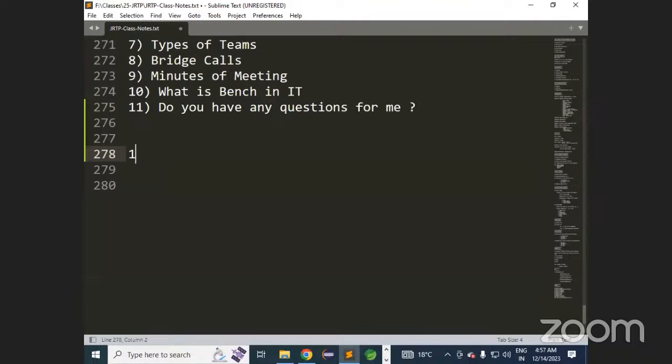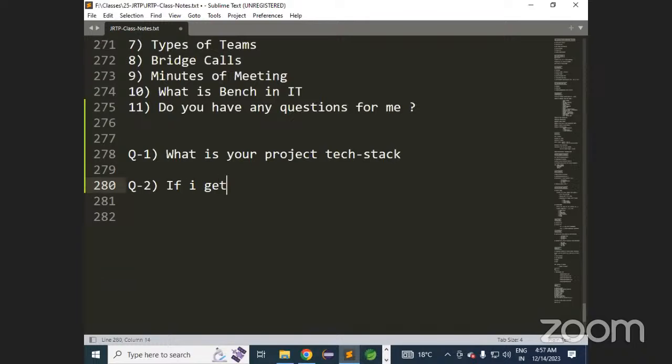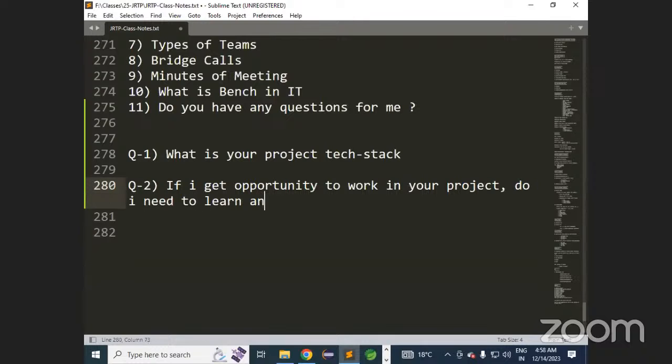So what do we need to ask? What is your project tech stack? You need to ask this question. That means, what technologies are used in your current project? If I get the opportunity to work in your project, do I need to learn anything new? Okay, that is the second question.